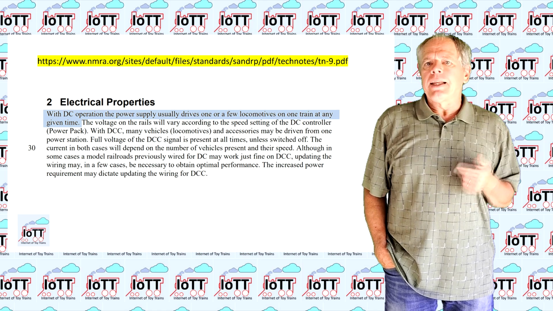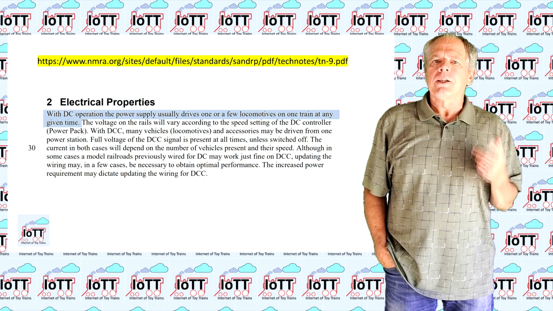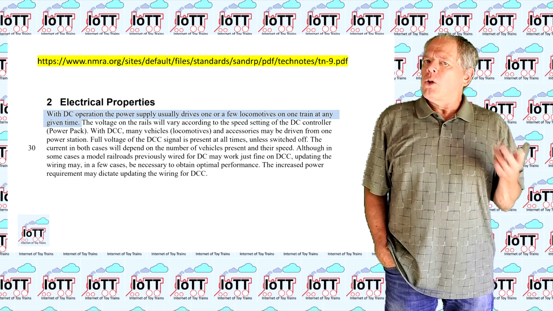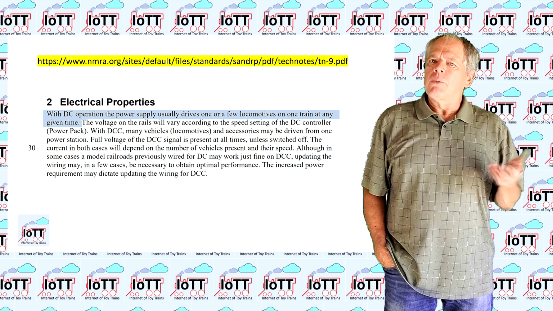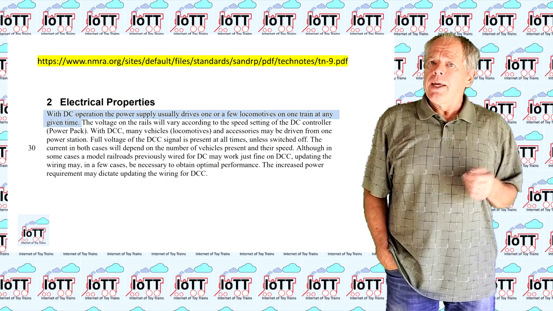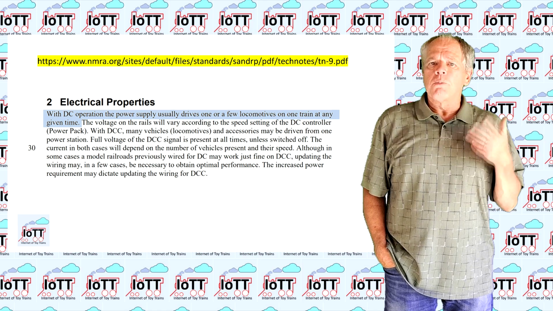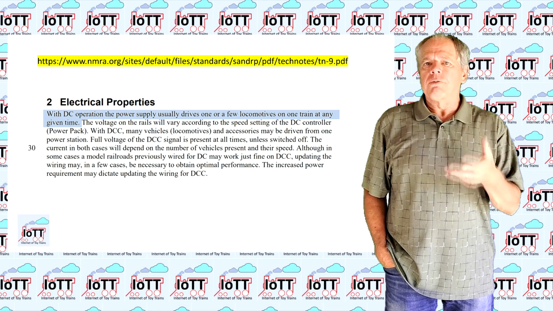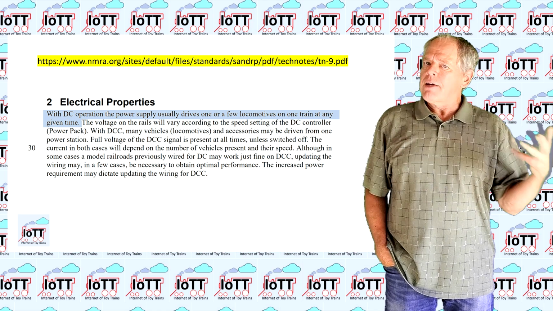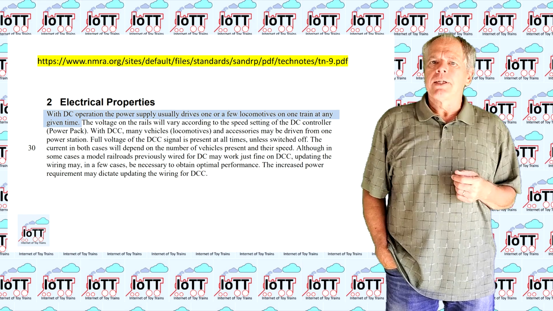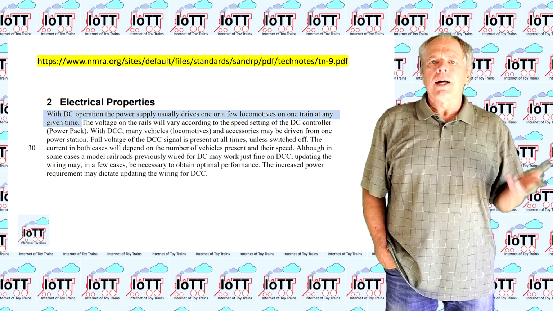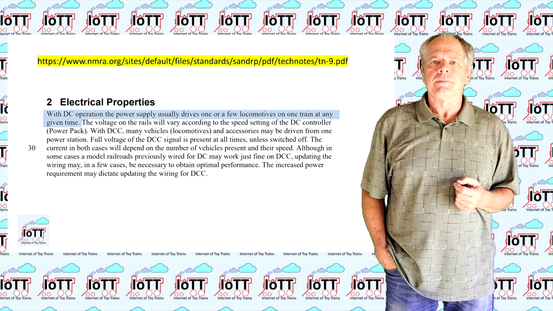As mentioned in the relatively recent NMRA technical note TN9, all these transformer setups for analog model railroads have in common that they are usually used to power just one block with one train, and if there are several blocks on a larger layout, they are typically powered by separate transformers.